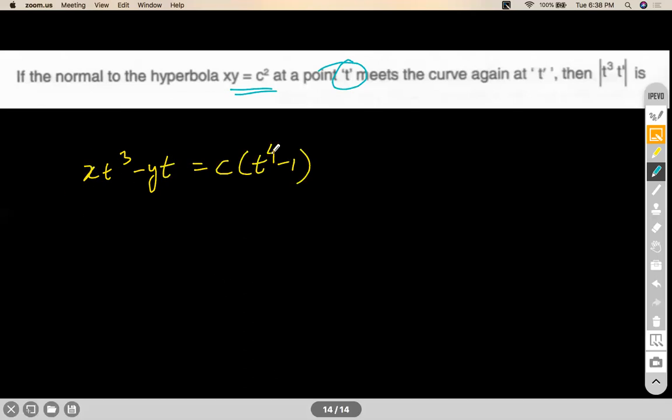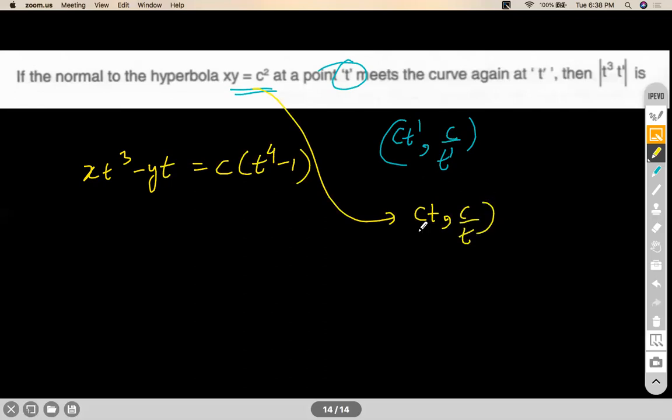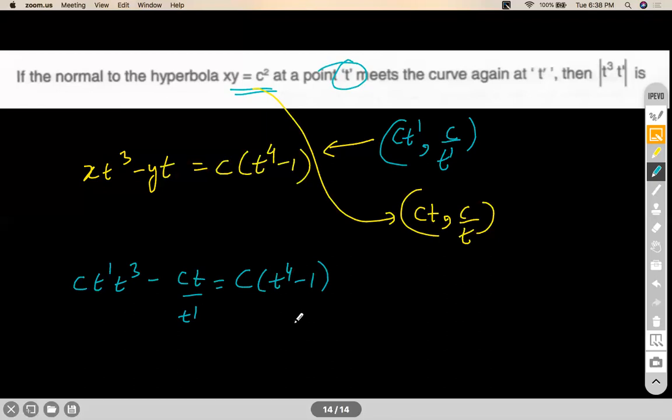Now this normal is also satisfied by CT dash comma C by T dash. By the way, we normally assume a point on this hyperbola to be CT comma C by T. Everybody knows about it. So now this should also satisfy this curve. So this will leave you with CT dash T cube minus CT by T dash is equal to CT to the power 4 minus 1. C you can remove from everywhere. So this will give you T dash square T cube minus T is equal to T dash T to the power 4 minus T dash.